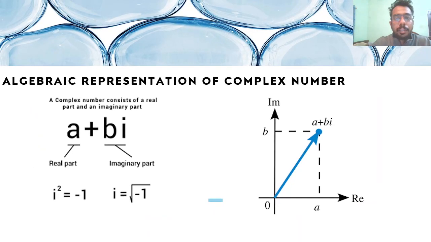Now, the algebraic representation of a complex number is a plus bi, where a and b both of them are real numbers. Here, a is called the real part and bi is called the imaginary part, where i, that is iota, is i square equal to -1 or i equal to root over -1.